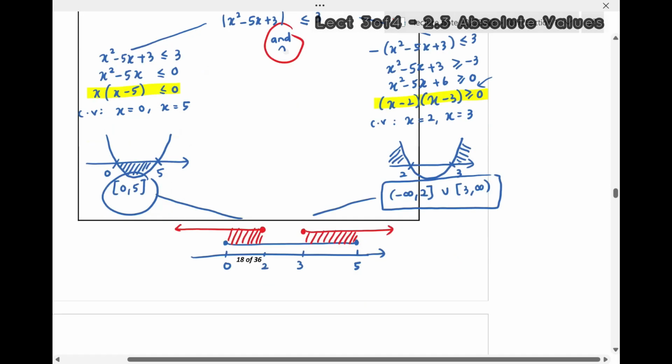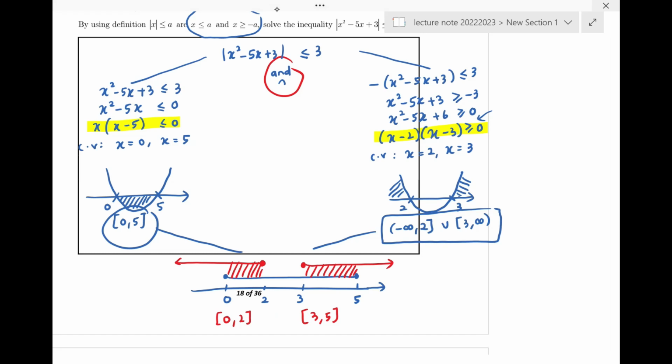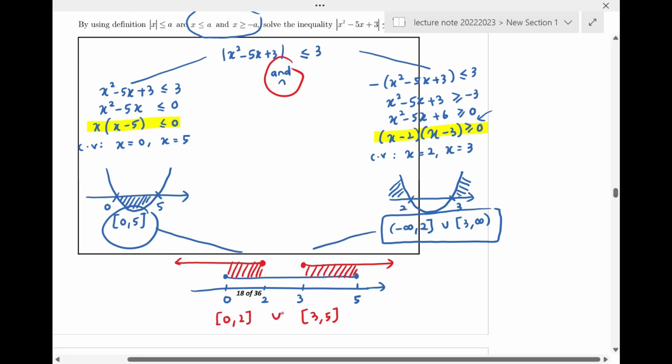Now we just need to take out the answer. The answer should be in interval form. It should be from 0 to 2 closed, and the other one is from 3 to 5. When we have more than one interval, how do we combine them? Just put a union. Okay, and then we are done. This will be the answer.